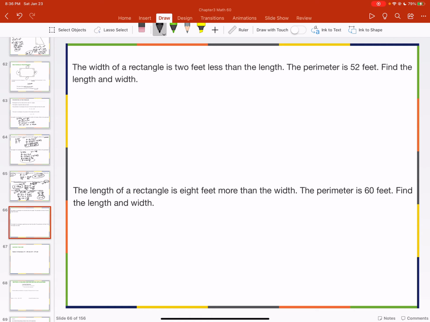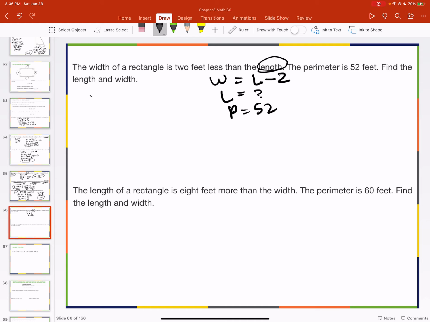Okay, last two problems. We have the width is 2 feet less. So remember, that's to subtract 2, than the length. But we don't know what the length is, so we let that be L. We don't know. And then the perimeter is 52.